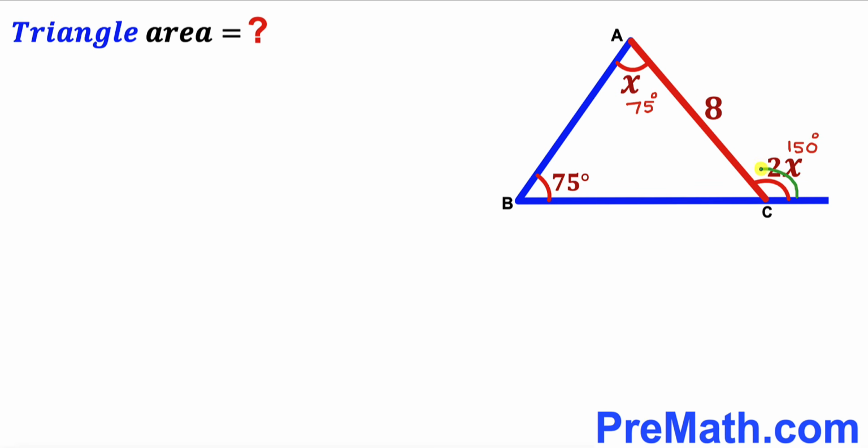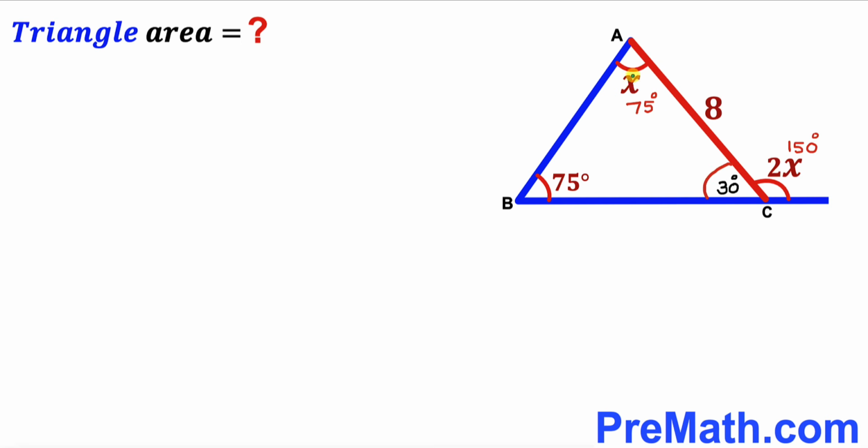We know this whole angle is going to be 180 degrees. And we know that this exterior angle is 150 degrees. So this interior angle has got to be 180 minus 150, which gives us 30 degrees.